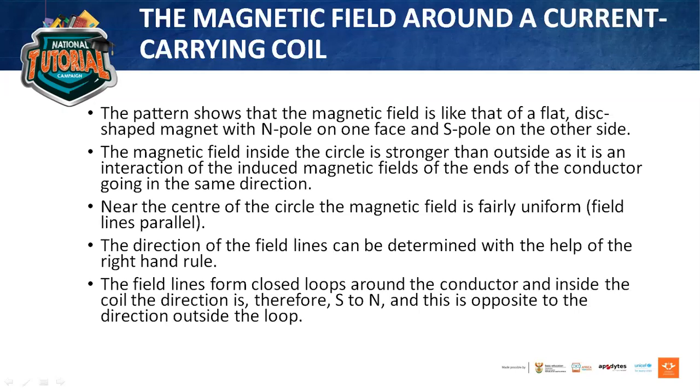So it says the pattern shows that the magnetic field is like that of a flat disc-shaped magnet with N pole on one face and S pole on the other side. So the magnetic field inside the circle is stronger than outside, as it is an interaction of induced magnetic fields of the ends of the conductor going in the same direction. So near the center of the circle, magnetic field will always be stronger, and the field lines will be parallel lines.